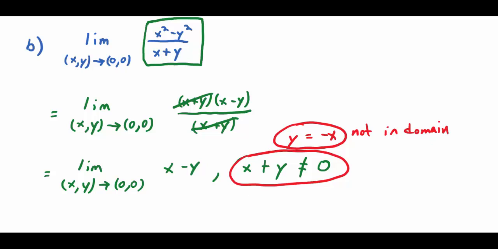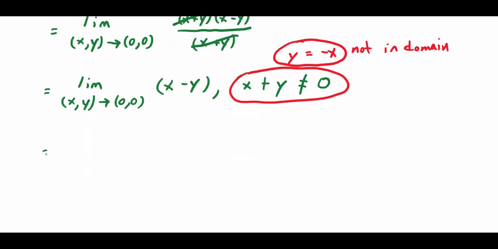But that's okay, because we don't let (x, y) approach 0, 0 from values of x and y that aren't in the domain. So everything's fine. This limit is equal to this limit as long as we're in the domain of the original function, x squared minus y squared divided by x plus y. So now that we've established that, we can just use direct substitution. Plug in 0 for x, 0 for y, and we get 0 minus 0. Doesn't cause a problem like division by 0 anymore. We just get a limit value of 0.